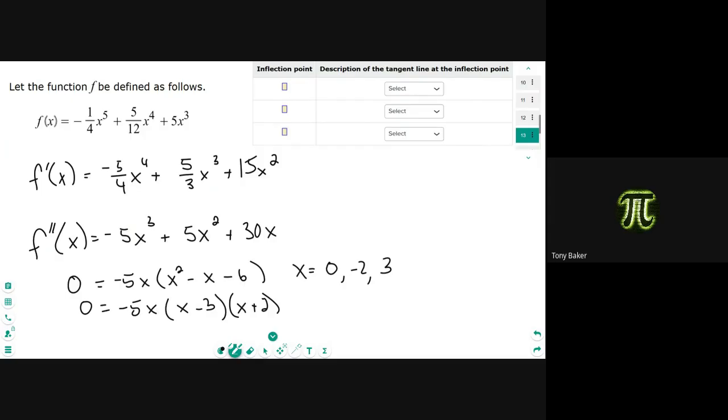All right, so we got our inflection points. The two pieces of information that they need: you need to plug that back into the original problem to find the inflection point. And then you plug it into the first derivative to find what the tangent lines are doing. So if I plug in the first one, that's just going to be 0, 0.